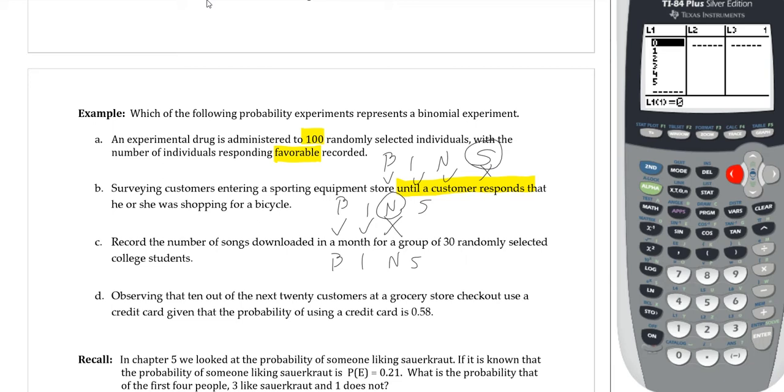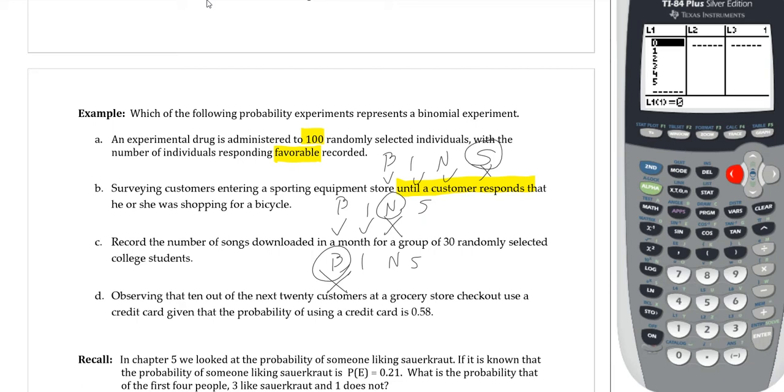Thirdly, record the number of songs downloaded in a month for a group of 30 randomly selected college students. Okay, well, let's start at the beginning. Binary. It says that they're recording how many songs they download. That's not do they download or not. So the responses I could get are I downloaded 0 songs, I downloaded 10 songs, I downloaded 15 songs. Therefore, the responses are not binary in nature. It is not a binomial experiment. It fails the first condition.